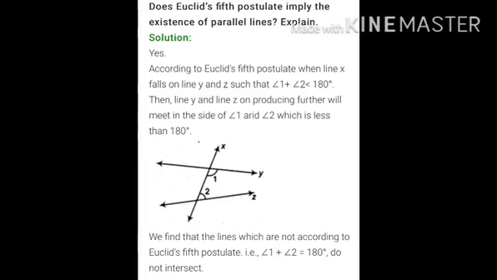We find that the lines which are not according to Euclid's fifth postulate, that is, angle 1 plus angle 2 is equal to 180, do not intersect, then we say that these are parallel lines.